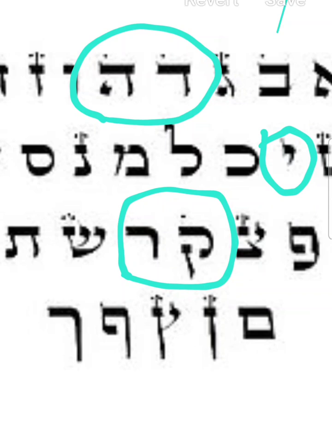The Yud is this letter circled in the middle row. And it's upside down in the Hey. And the Daled becomes a Hey. The fourth letter becomes the fifth letter by adding the 10th letter, the Yud.